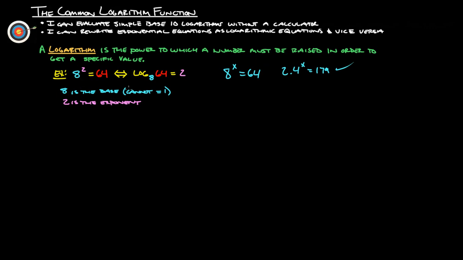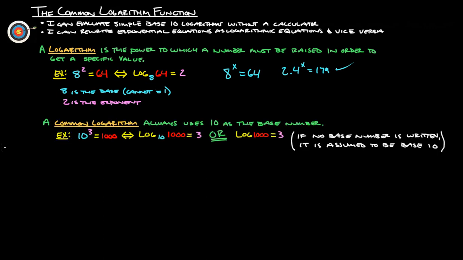And the base cannot equal 1 for logarithms. It just won't work. Okay, and then 2 in here is the exponent. So 8 to what power gives us 64. We can figure that out with this different form, which says log base 8 of 64 equals 2. So 8 to the second power gives us 64. Okay? It'll make more sense as we continue on in here, I believe.